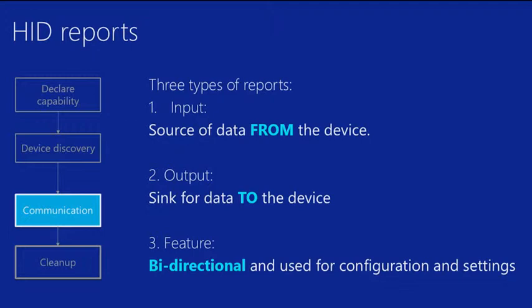There are 3 types of reports in HID: input, output, and feature. And they each determine which direction the data flows. Feature reports are unique in that they are bidirectional. They can be used for configuration and settings typically. So let's take a look in code as to how you would retrieve or send each of them.